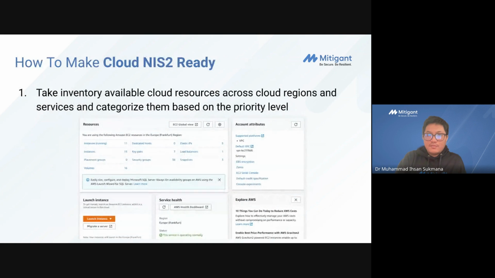So here we are giving you some tips on how to make the cloud NIS2 ready, based on what I mentioned before. Just to put it in simple terms, the first one I would like to talk about is to take inventory of available cloud resources across cloud regions and services and categorize them based on priority level.